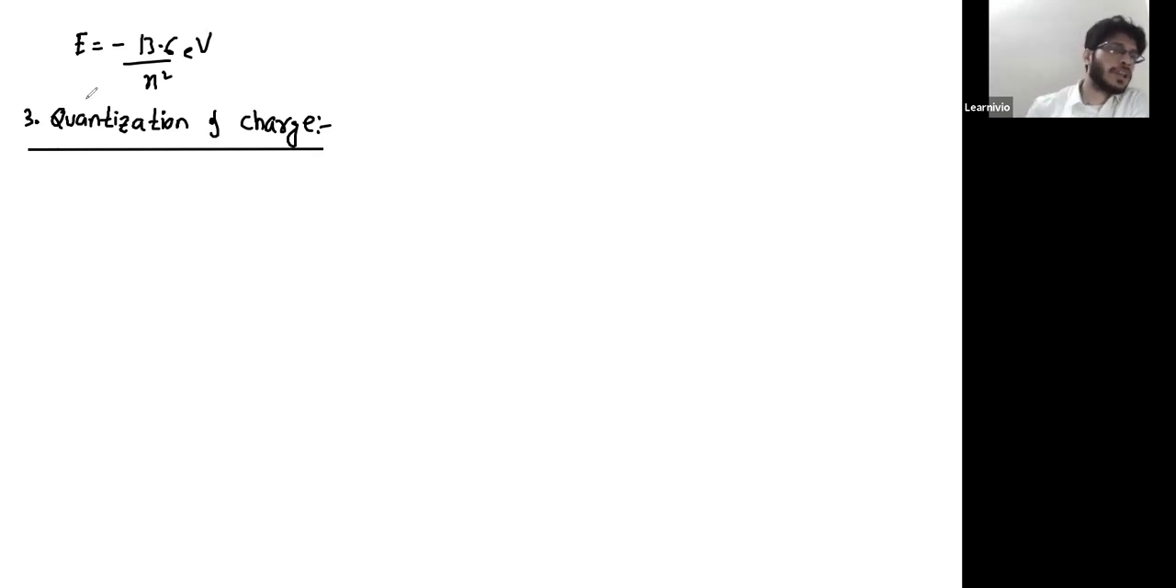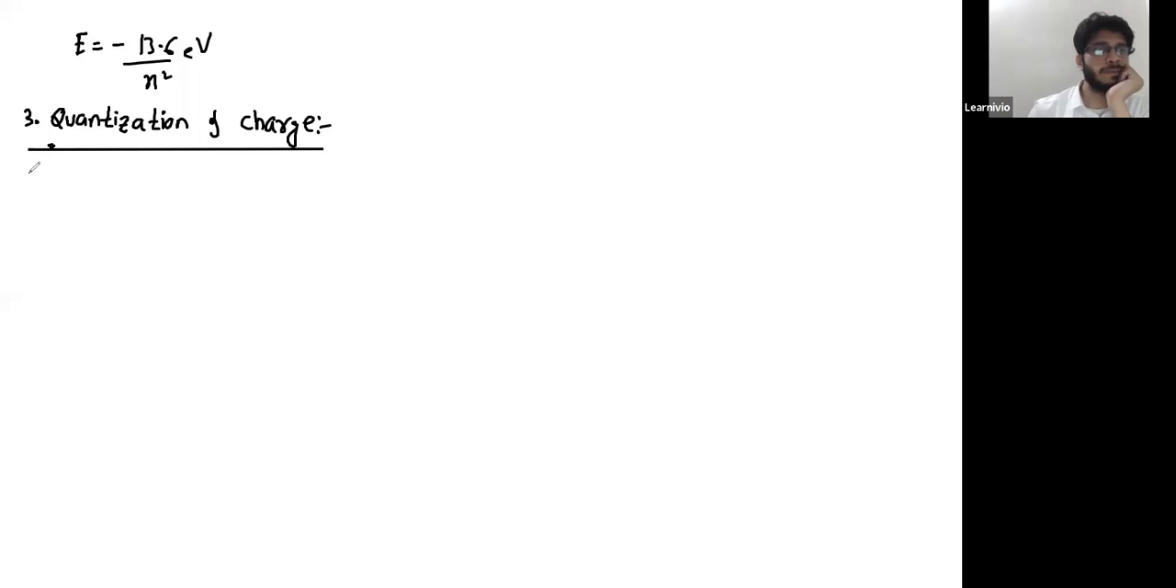Anyways, in very general terms, quantization means something which has fixed values. If I'm saying that charge is quantized, that means charge cannot have any random values. I cannot randomly provide any value like 1.6 coulomb or 1.7 coulomb or 1.8 coulomb to charge. The values that a charge can have are fixed.